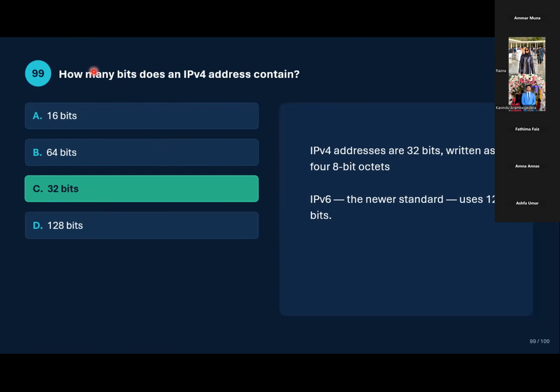These are the IP bits. IPv4 addresses are 32 bits, written as 4 octets of 8 bits each, and IPv6 is the newest version and it uses 128 bits. So answer here is C, 32 bits.